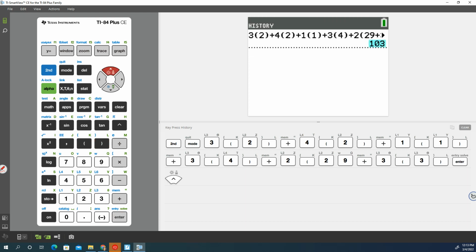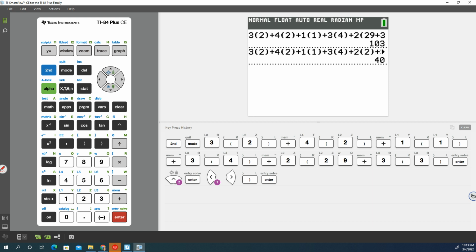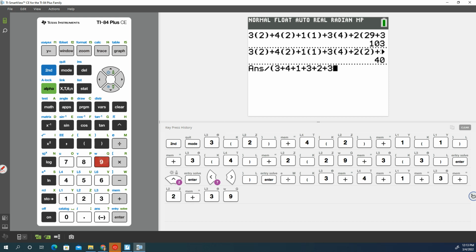Ooh, good catch. Okay, so I get 40 divided by, in parentheses, this sum: 3 plus 4 plus 1 plus 3 plus 2 plus 3. Oh, okay, there's your 2.5. This had a weird number. Up to 16. Okay, we're good.